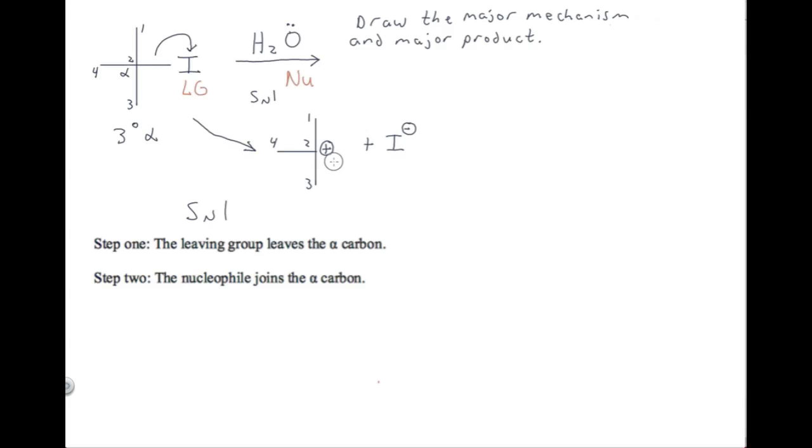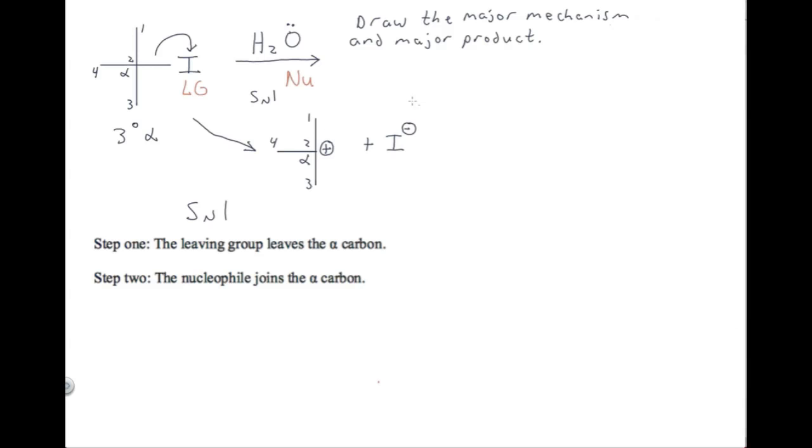Are we done with the mechanism, or do we need another step? Well, we're probably not done because our main product still has a formal charge, and we expected another step anyway, a step where the nucleophile joins the alpha carbon. We've already labeled that this is the nucleophile. We'll label carbon 2 as the alpha carbon. Now it's called the alpha carbon because it's the carbon with the positive charge.